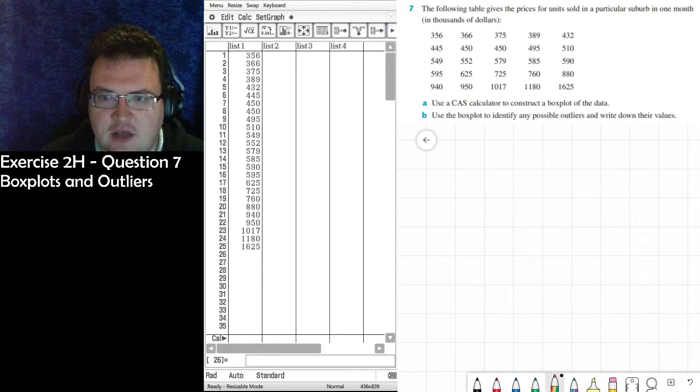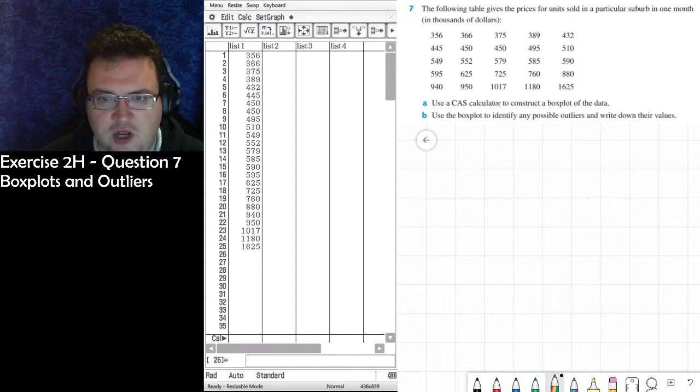So it says here, the following table gives the price for units sold in a particular suburb in 1 month. Now these are multiplied by 1,000, so it's $356,000 and $1.625 million. You are asked to create a box plot using your CAS calculator.